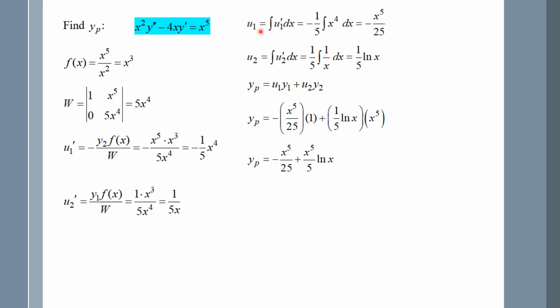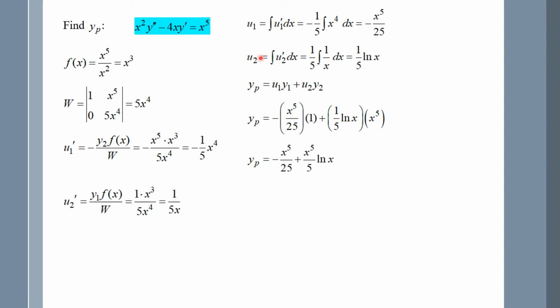u1 can be obtained by integrating u1 prime with respect to x. Since u1 prime is negative 1 over 5x to the power of 4, we evaluate this integral. So we get u1 as negative x to the 5 over 25. Whereas u2 is the integration of u2 prime with respect to x, but u2 prime is 1 over 5x. So 1 over 5, integration of 1 over x dx, so we get 1 over 5 ln x.